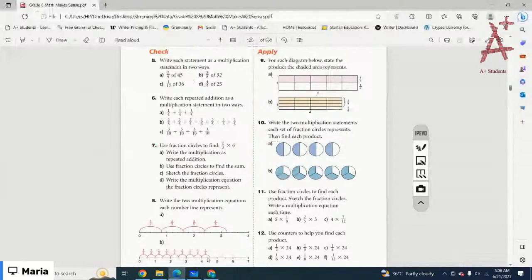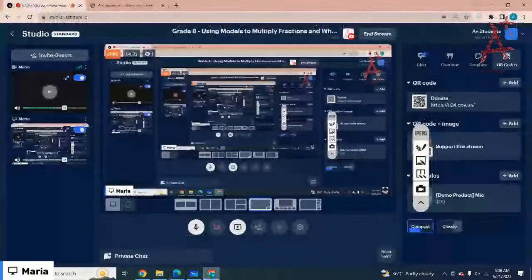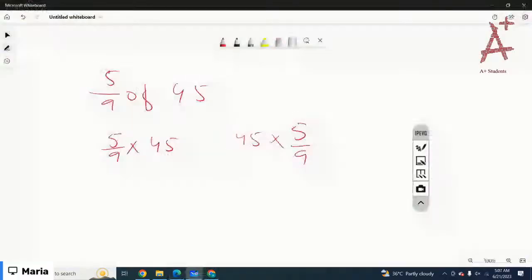Okay, the next one is 4 by 5 of 25. So 4 by 5 of 25 you have to write in multiplication form. You can write it as 4 by 5 times 25 or 25 times 4 by 5. They both are exactly the same. These are the two ways to write 4 by 5 of 25. Got it?